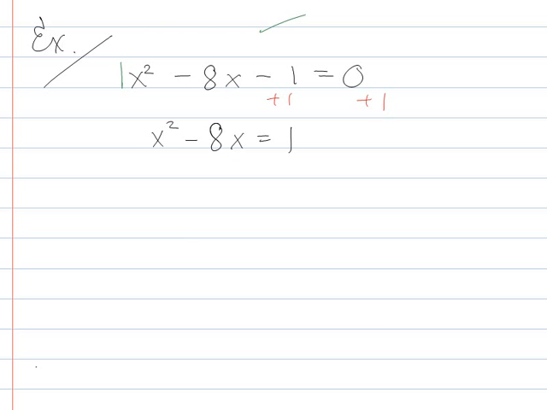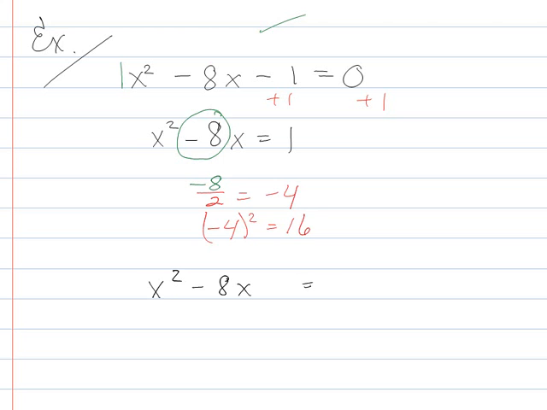All right. So now I'm going to take that coefficient. I'm going to take the coefficient of the x, which is negative 8. I'm going to divide it by 2. And then I'm going to square that. I'm going to add that number to both sides of my equation. So I had this, so now I'm going to do this.